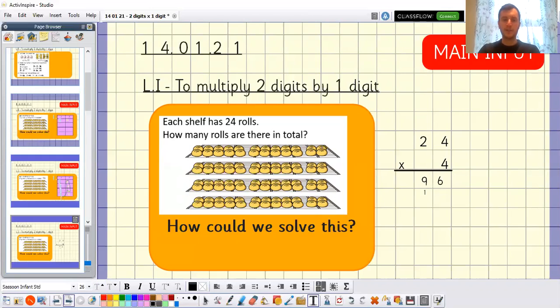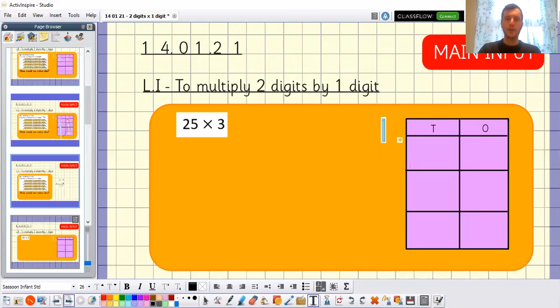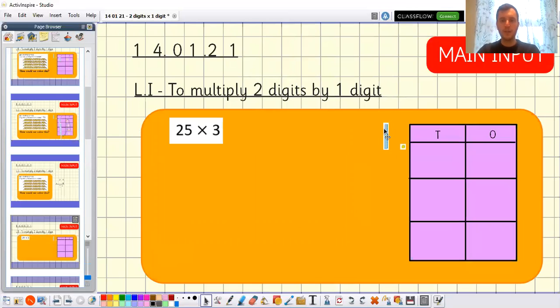Let's have a look at another example together. 25 times 3. Now again, if you're feeling confident, you can use any of the methods we've learned so far to have a go at that. And if not, let's work through it together. So I first need to make 3 groups of 25 because I'm timesing by 3.